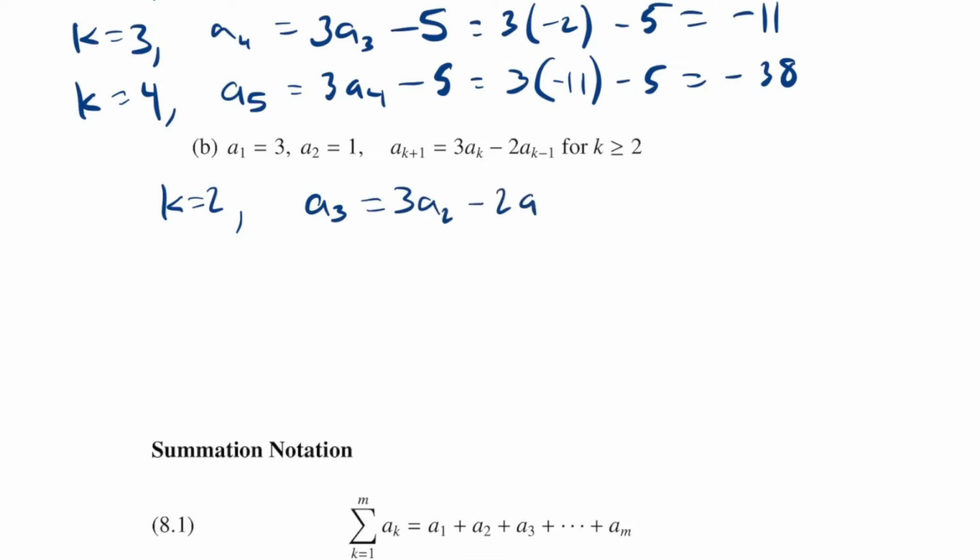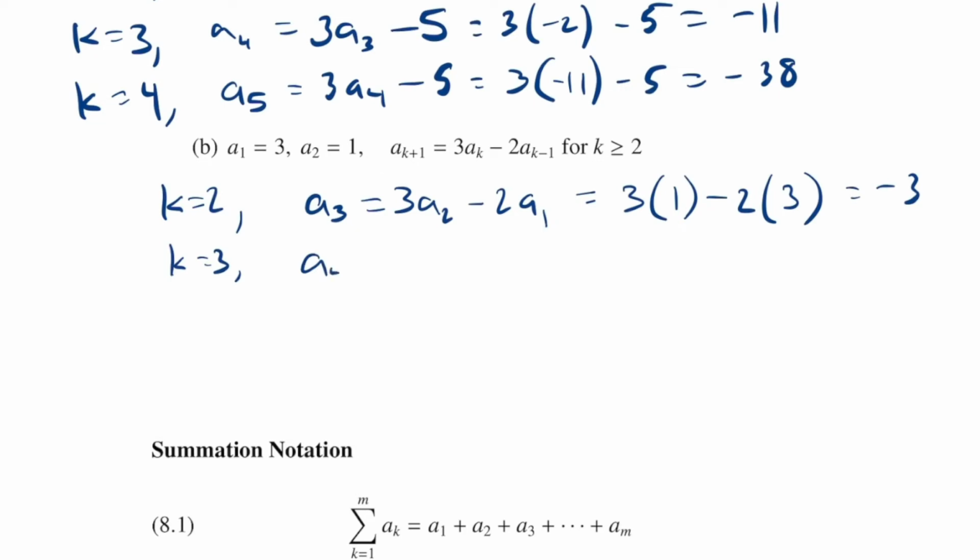All right, we know what a sub 2 is. It is given to us. It's 1 minus 2 times a sub 1, which is also given to us, which is 3. So we get 3 minus 6, which is negative 3. And similarly to the one above, we're going to just increase k by 1.